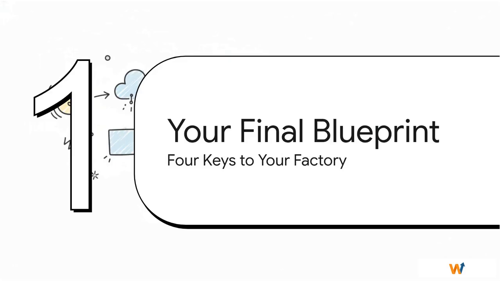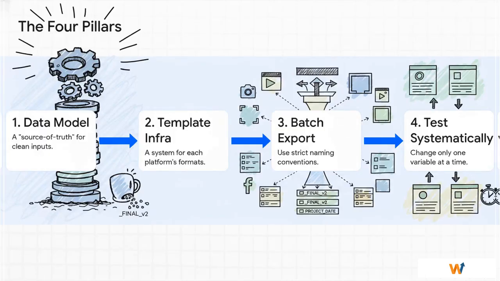So let's bring it all together. Let's recap the final blueprint. What are the most important takeaways you can use to start building your own visual content factory, like today? It really comes down to these 4 pillars. First, build that source of truth data model for clean, reliable inputs. Second, develop a solid template library for each platform you're on. Third, master batch exporting with strict naming conventions. And fourth, run organized, structured experiments, testing just one variable at a time.